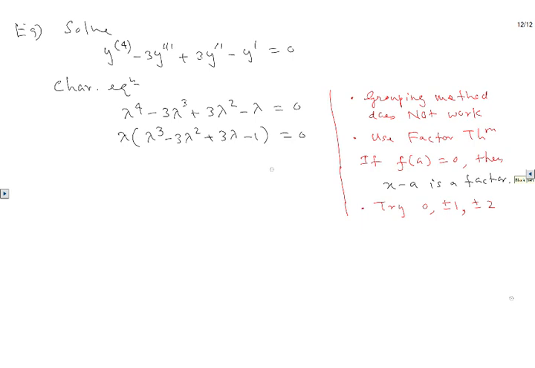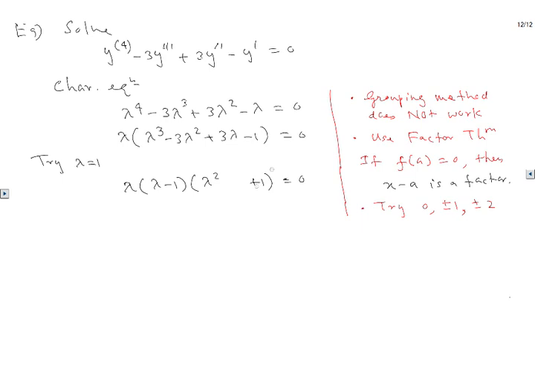If you plug in 1, it's going to work. So try lambda equal 1. If you plug lambda equal 1 into the parenthesis, you get 0. That means lambda minus 1 is a factor. Since it's a cubic, the rest has to be a quadratic. We already know this has to be lambda squared, and this last term has to be plus 1 equals 0. The only thing we don't know is the middle term.